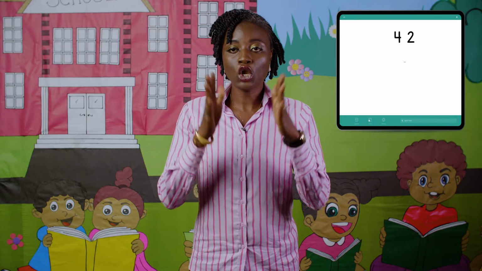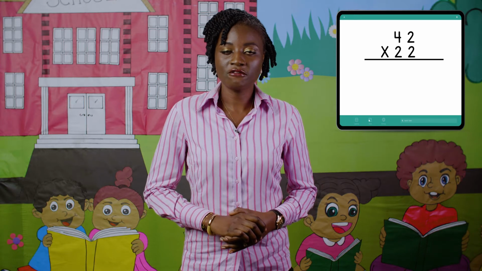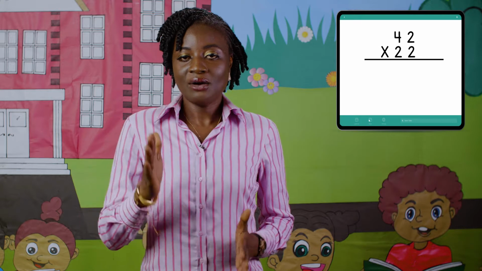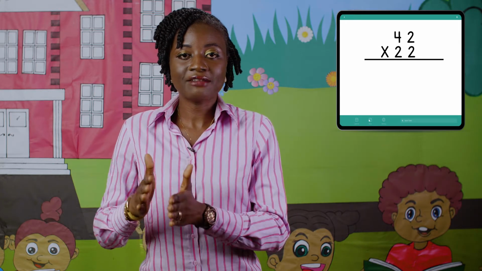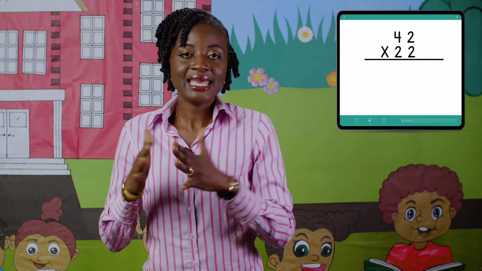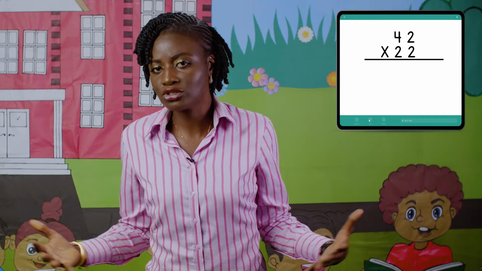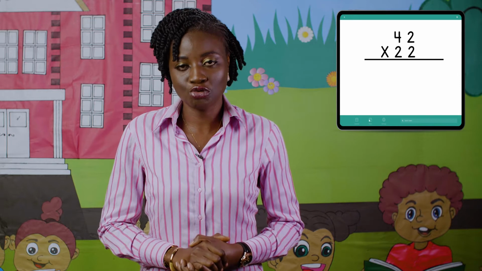So I have two sets of given numbers, 42 multiplied by 22. We're using the long multiplication method to solve this. Now, as always, I encourage children to start from the unit side. It makes multiplication, addition, subtraction easy for you. And that's the right thing to do.